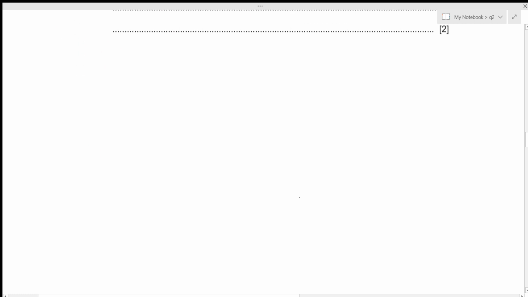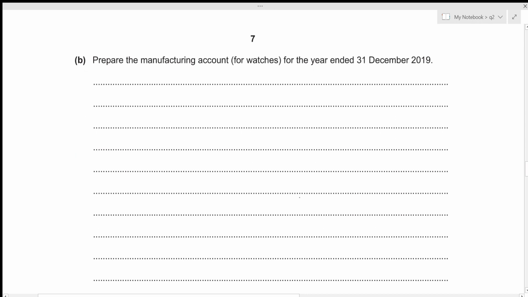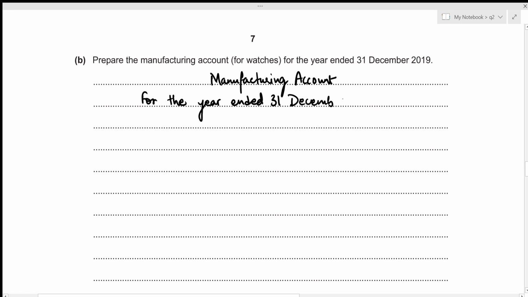Now we can move towards the second one. We need to prepare the manufacturing account for watches, since only watches are manufactured and the clocks are bought in from another supplier, for the year ended 31st December 2019. Okay, so let's prepare our format. So that's manufacturing account for the year ended 31st December 2019.